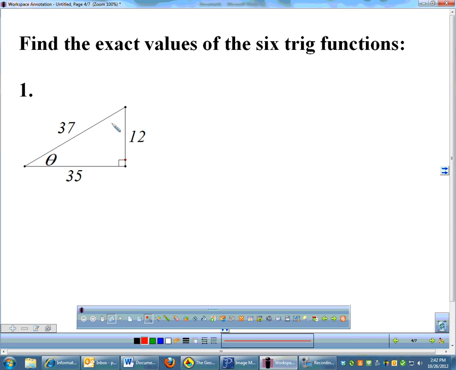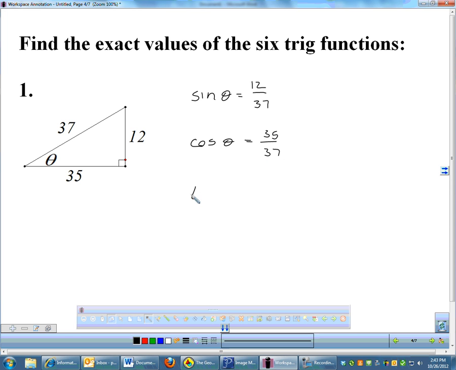So let's use this a little bit. Find the exact values of these 6 trig functions, and there are 6 of them. So we will have sine of theta. Sine is opposite over hypotenuse, so opposite would be the 12, hypotenuse is 37, and you would stop there. That's all you have to do. Cosine theta is adjacent, 35, over hypotenuse, 37. Tangent theta is opposite over adjacent, so here's my angle. Opposite is 12, adjacent is 35. And then for the other 3, you have cotangent theta, you have secant theta, and you have cosecant theta.